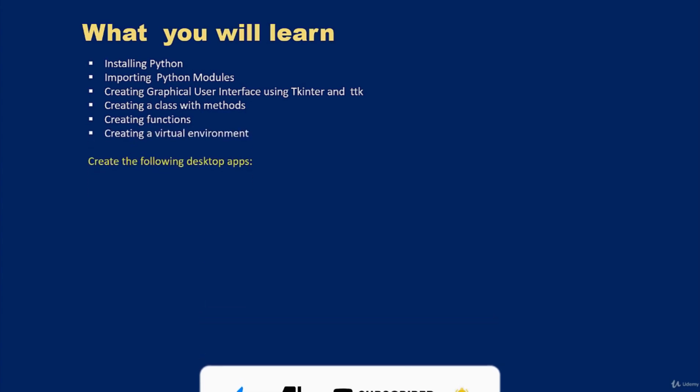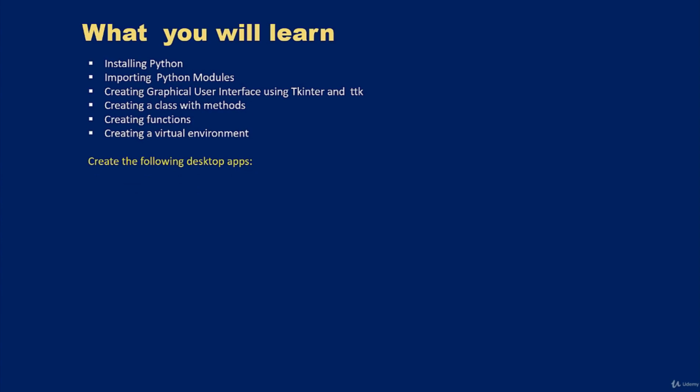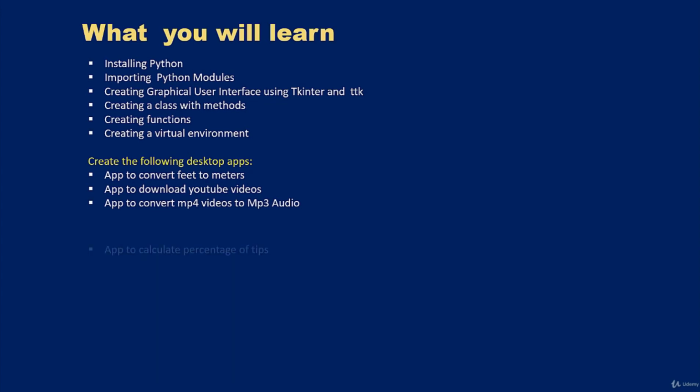We will also create 9 desktop applications, which include an app that will convert feet to meter, an app that will download YouTube videos for you, an app that will convert MP4 videos to MP3 audio files. We will create an app that we can use to calculate percentages of tips. For example, if you go to a restaurant and you're presented with a bill, you can determine what percentage of that bill you want to give as a tip. So we'll create the app that will help you do that.